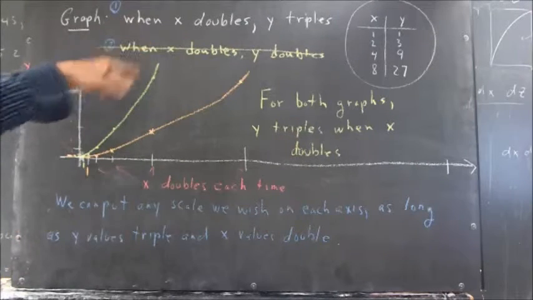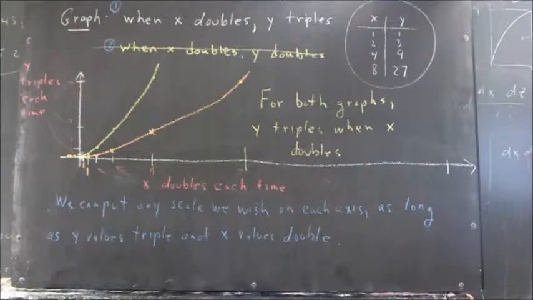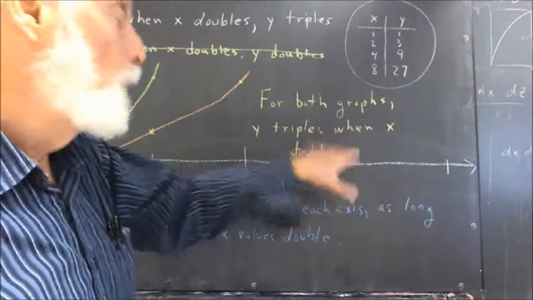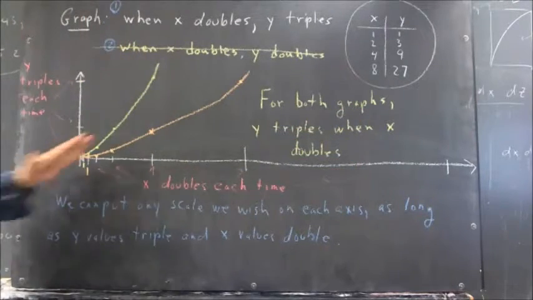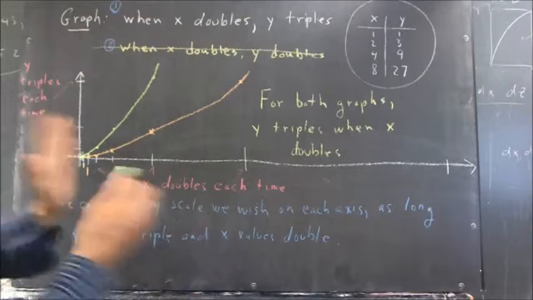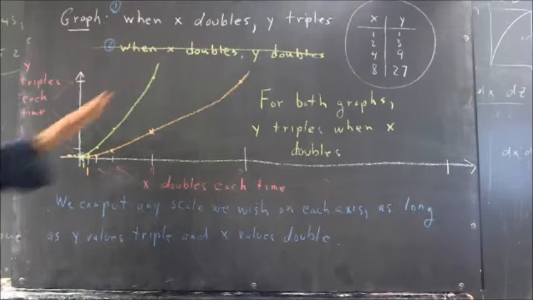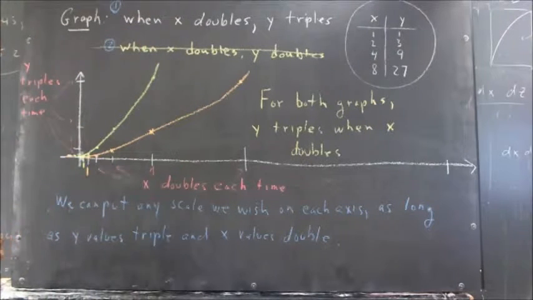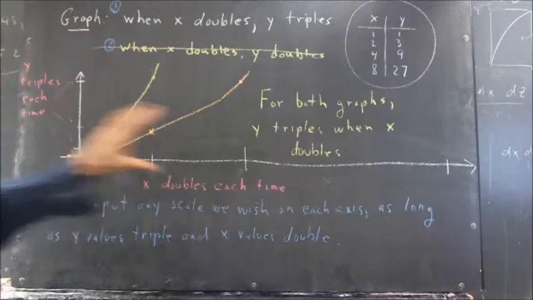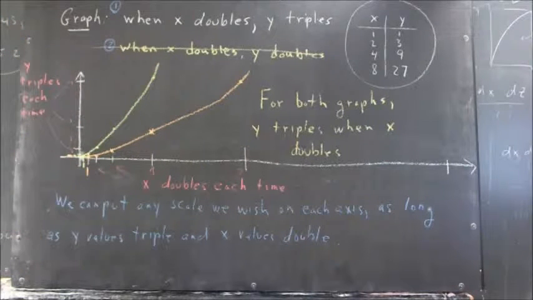We follow the same procedure and get a curve that has the same description. Y triples when x doubles. But the graph looks a little different. It's steeper, it's narrower. And you can see the curvature a little better. Okay? Now, again, both of these graphs obey the same rule. Y triples when x doubles. I could have drawn another graph, and I'm going to stop and do that just for point of reference.